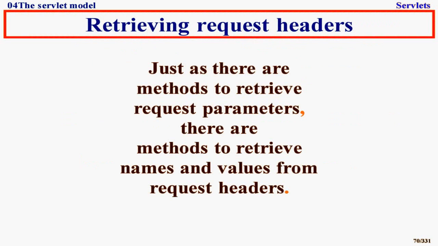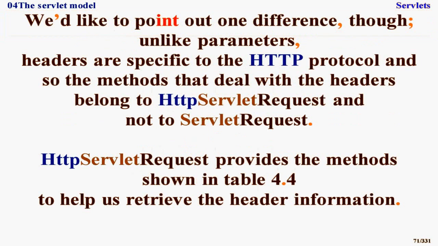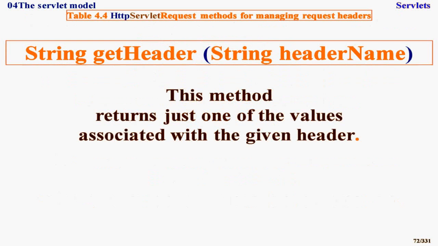Retrieving request headers. Just as there are methods to retrieve request parameters, there are methods to retrieve names and values from request headers. We'd like to point out one difference, though. Unlike parameters, headers are specific to the HTTP protocol, and so the methods that deal with the headers belong to HttpServletRequest and not to ServletRequest. HttpServletRequest provides the methods shown in Table 4.4 to help us retrieve the header information. Table 4.4 HttpServletRequest methods for managing request headers.